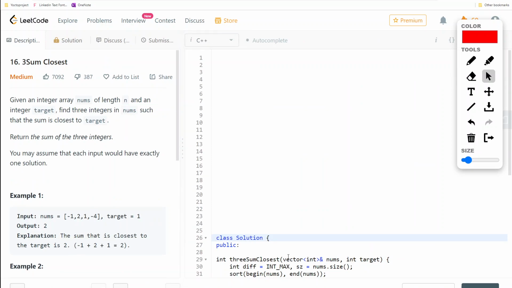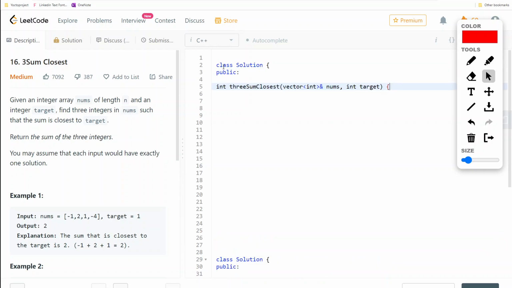So for coding purposes, let's use start. Okay. Now the first thing is about the difference, right? So let us take the difference as INT_MAX. Why INT_MAX? Because we are required to compare, right? Yeah, so this is what we were required.